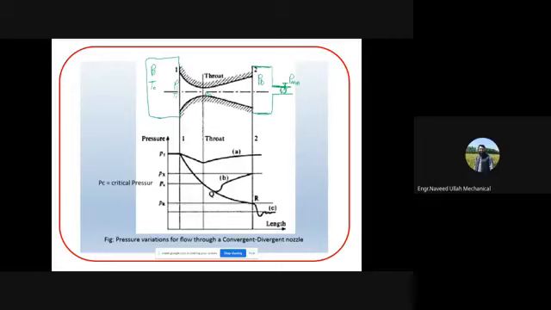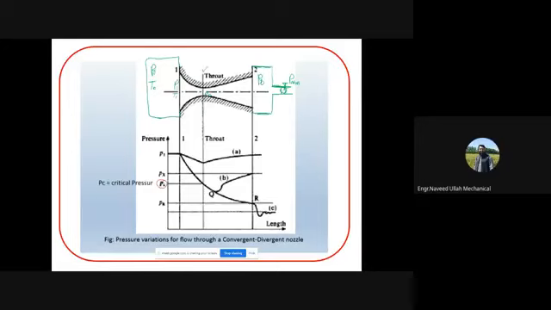Anyway, so you see here, this is the same thing, the pressure variation for flow through a convergent divergent nozzle. That was for the convergent, and this is for the convergent and divergent nozzle. The same way, this is the critical pressure, and the critical pressure here, in a CD nozzle, is basically that pressure value where the sonic velocity is obtained. Most often for this CD nozzle, the critical pressure is at the throat. It could be at a different point, but mostly it is at the throat.